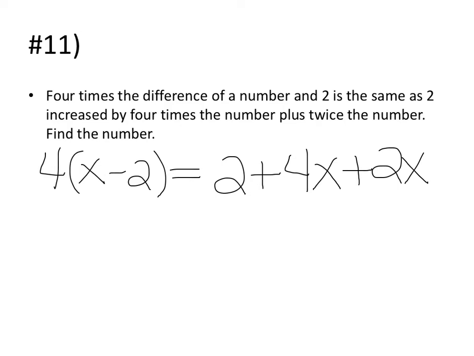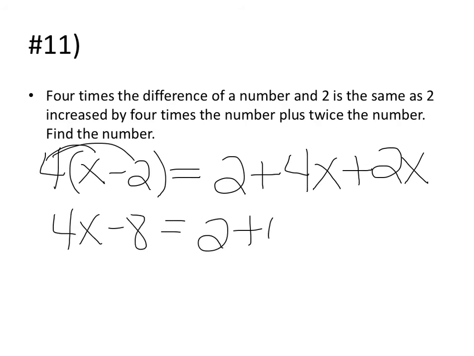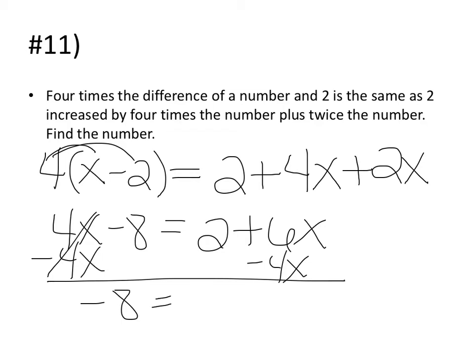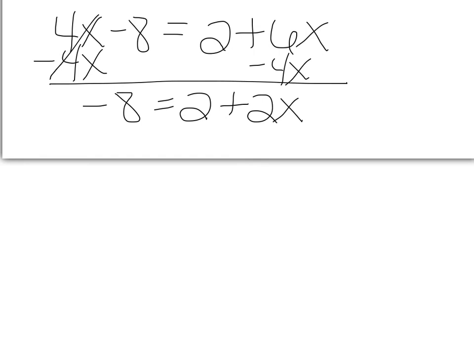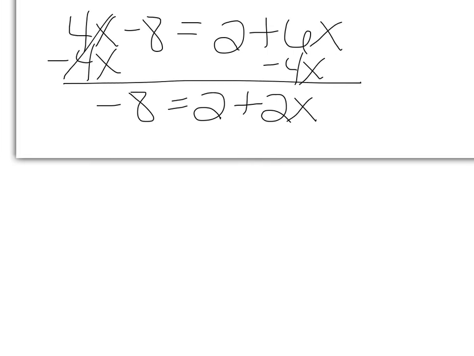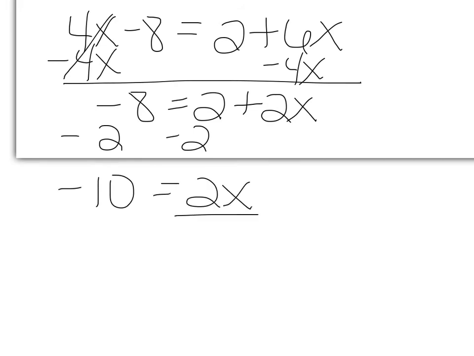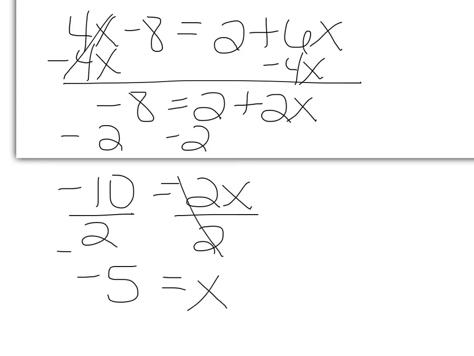Find the number. So let's see, distribute this. 4x minus 8 equals 2 plus 6x. Okay. Subtract 4x from both sides. You get negative 8 equals 2 plus 2x. Subtract 2 from both sides. You get negative 10 equals 2x. Divide both sides by 2, and you get negative 5 equals x. That's correct, but that is a super weird question.